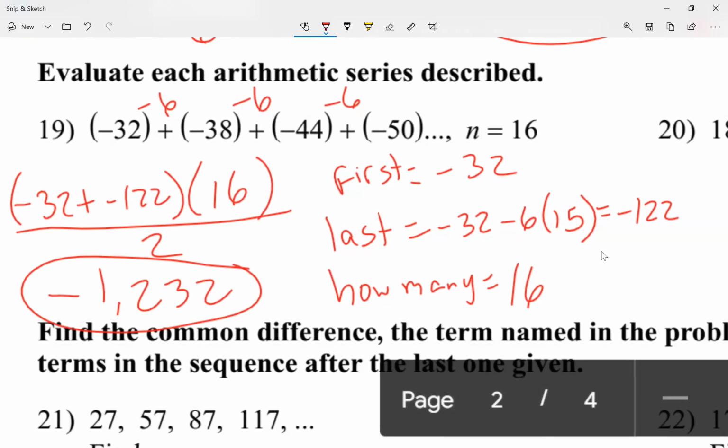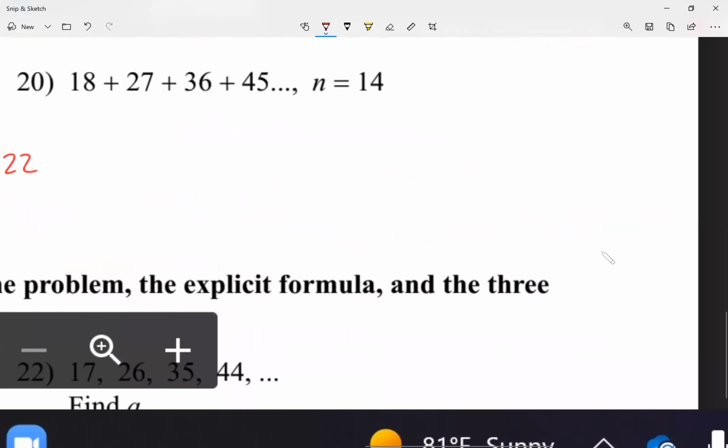If you don't believe my formula, figure out the first 16 numbers on the list, grab a calculator, add them all up, and you're going to get negative 1,232. Let's take a look at question number 20.